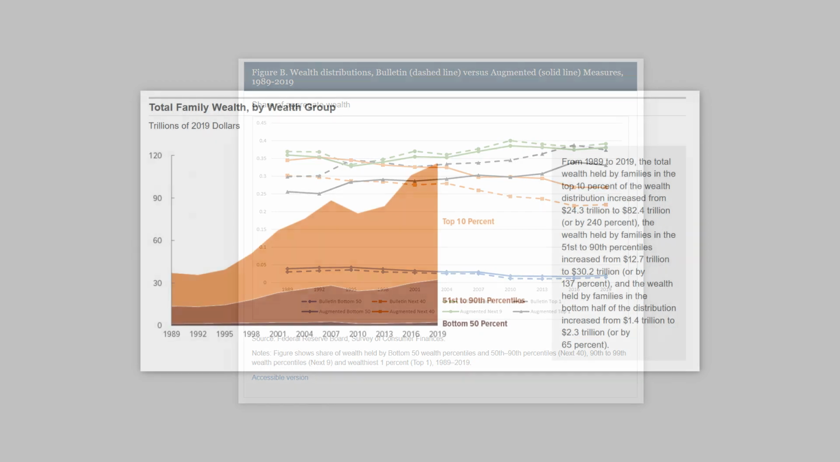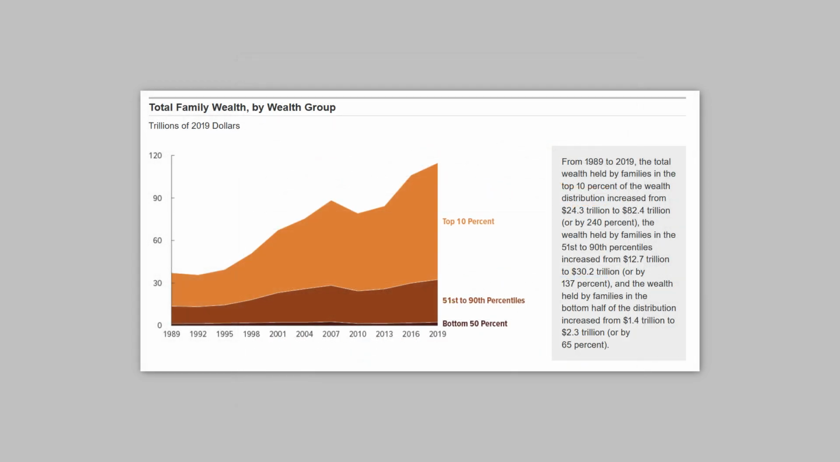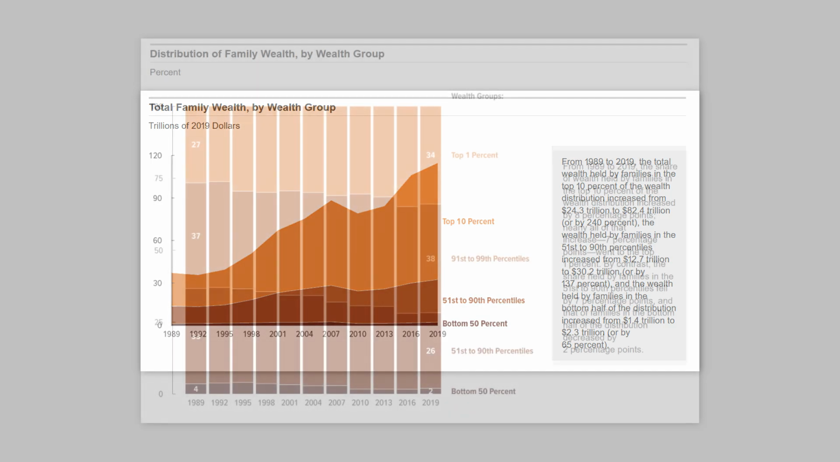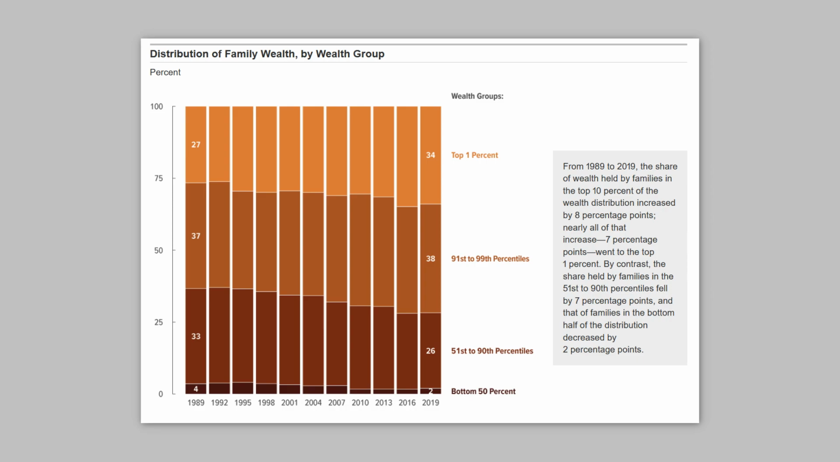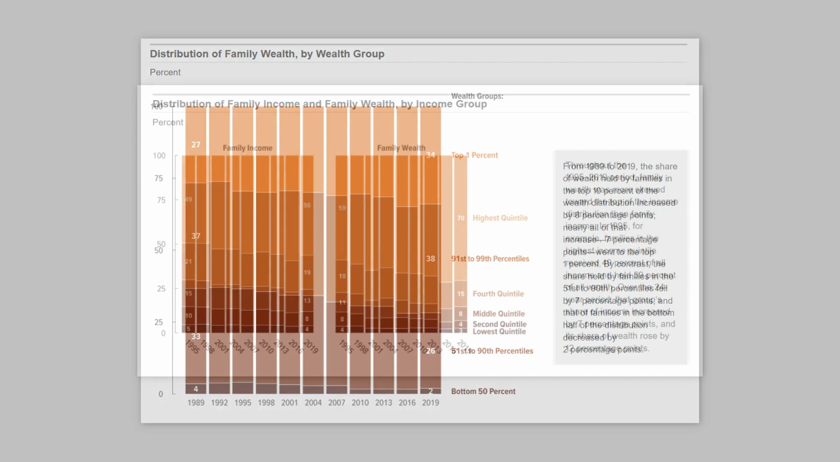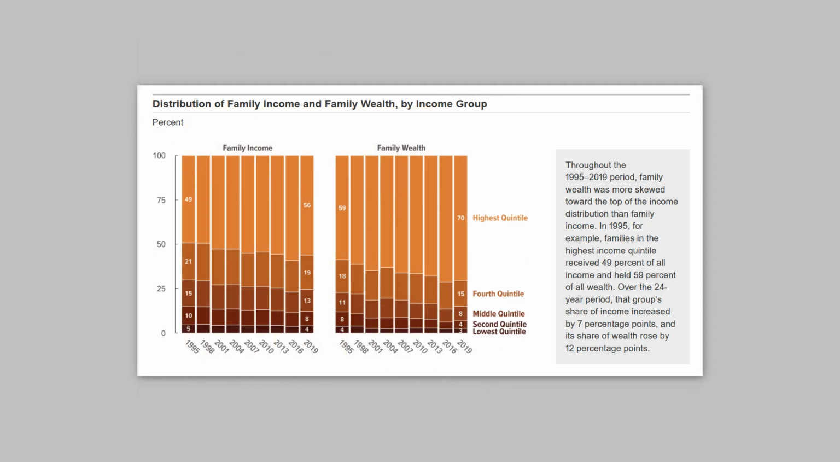This chart from a CBO report on family wealth based on the SCF shows these trends in a different way. This chart from the same report shows how shares of wealth have changed. And finally, a comparison of wealth and income.